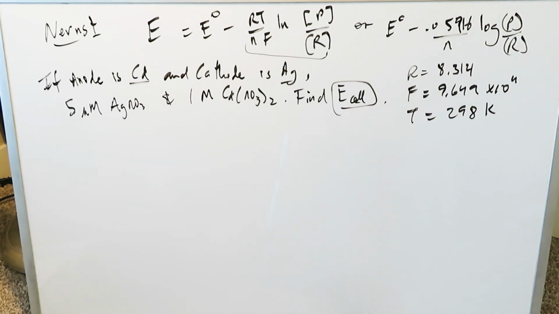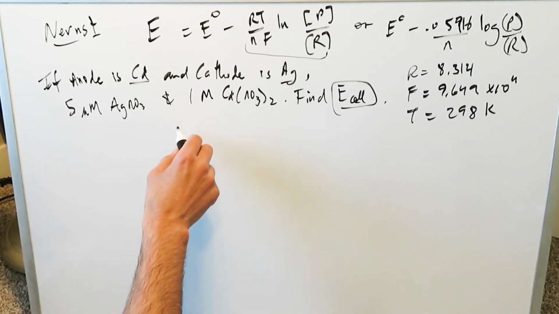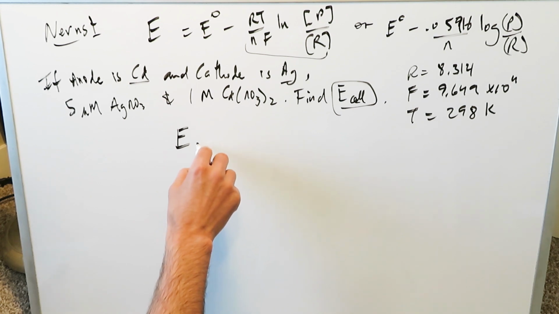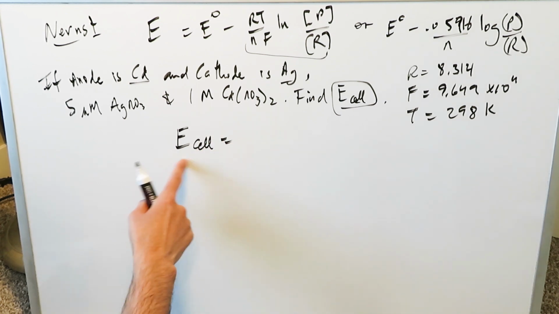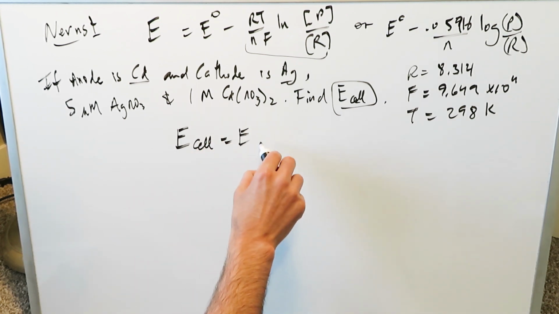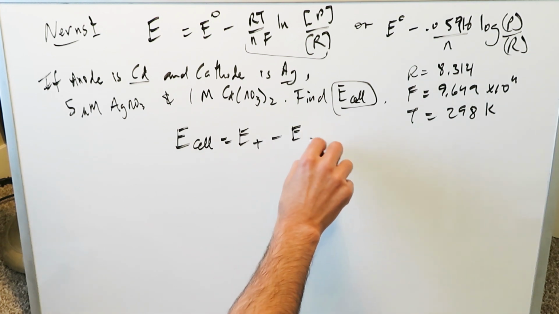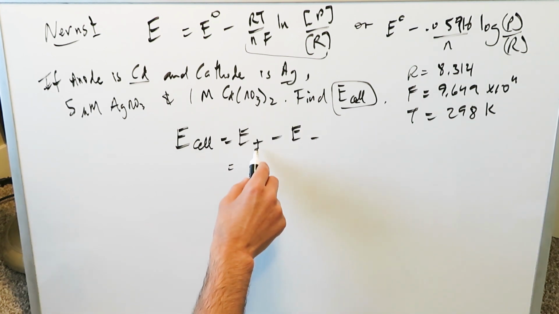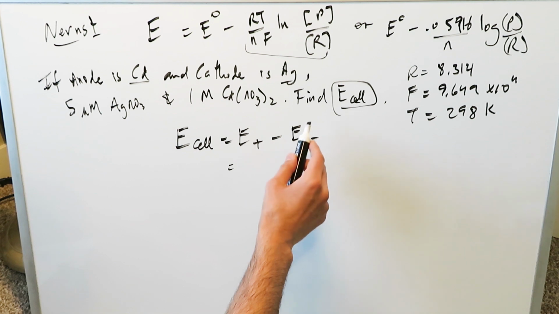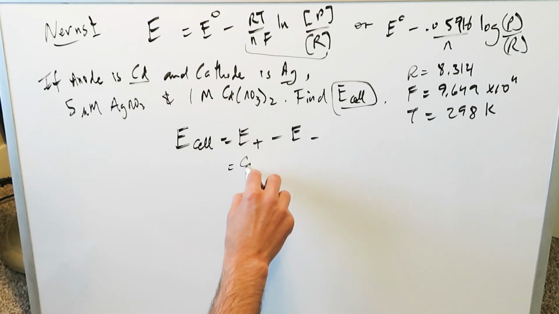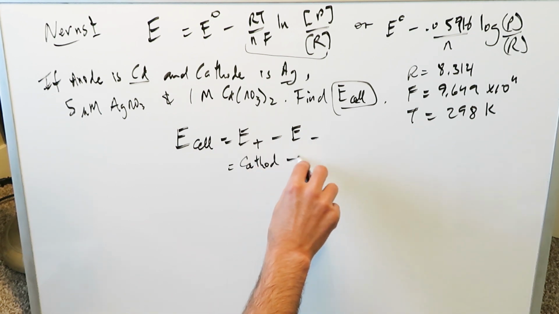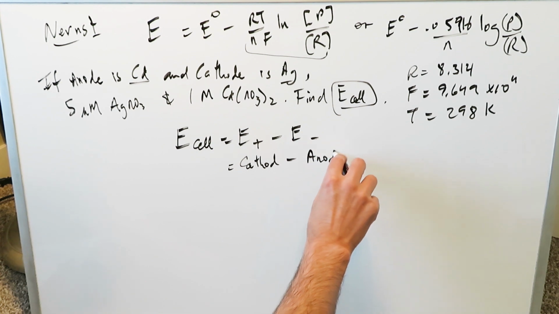You want to apply the Nernst equation individually to each electrode. Your format for doing these type of questions is going to be: the potential of your cell is equal to your E positive minus E negative. What is this telling you? The positive electrode minus the potential at the negative electrode. What's your positive electrode? It's your cathode. What's your negative electrode? It's your anode. Why is that the case?